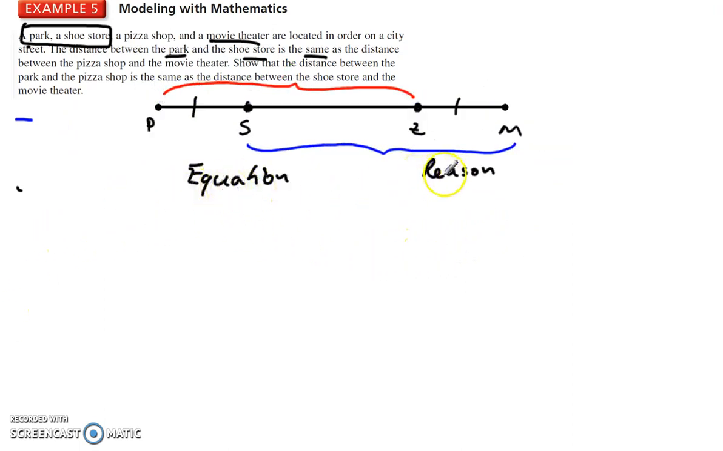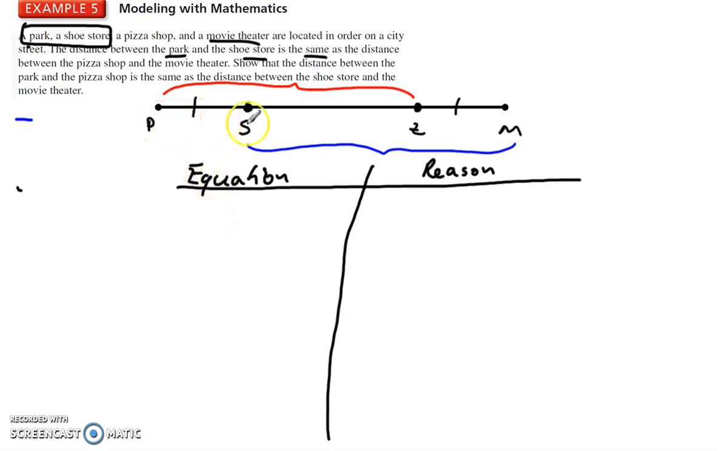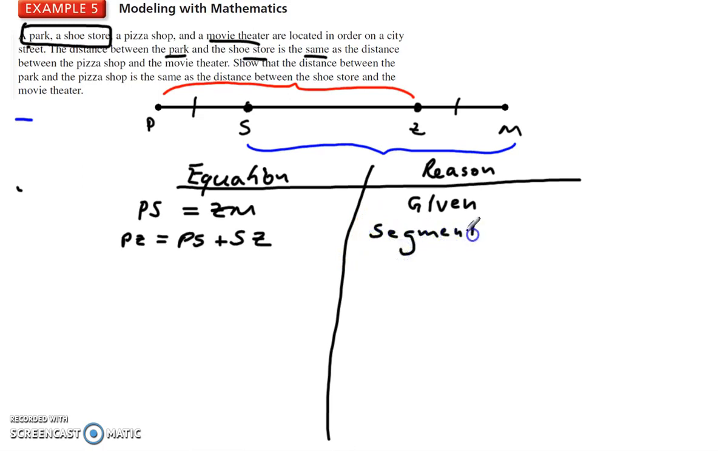Okay, I'm going to write my equation over here and my reasons over there. So we'll start with what we know. We know that PS is equal to ZM. We were given that. Given. Okay, next we know that PS plus SZ gives me PZ. So we know that PZ is equal to PS plus SZ. All right, and that is the segment addition postulate.